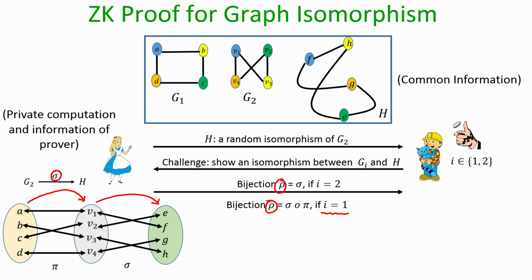Now, Bob has to verify whether indeed Alice has properly responded or not. What Bob checks is, he knows that Alice is supposed to show an isomorphism between the ith graph and H, and the response from Alice is this mapping rho. So, Bob just has to verify whether indeed the graph Gi goes to the graph H as per this mapping rho or not. If it does, then Bob is convinced that Alice has successfully passed this round, otherwise Bob says that Alice has failed in this round.